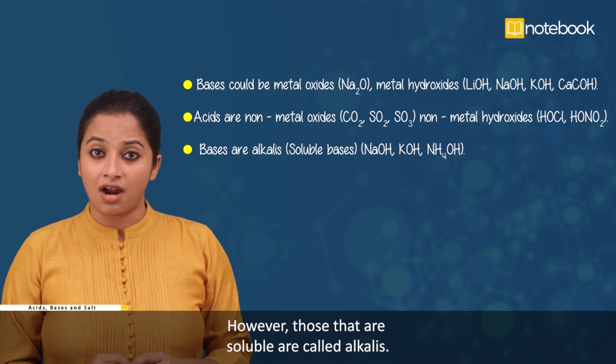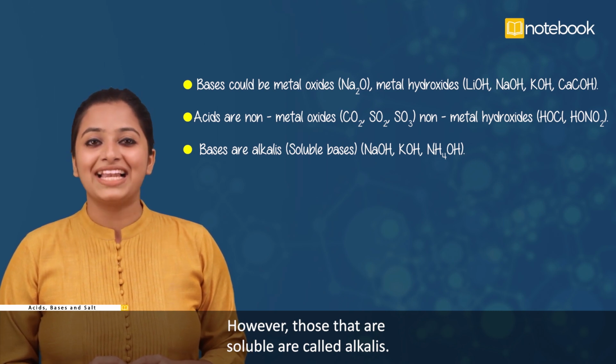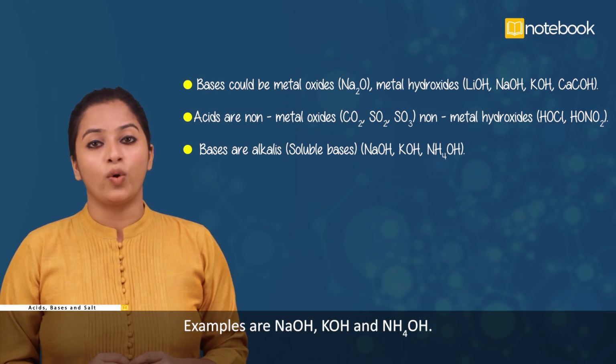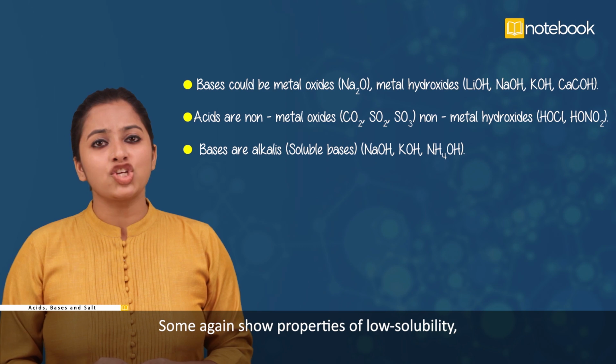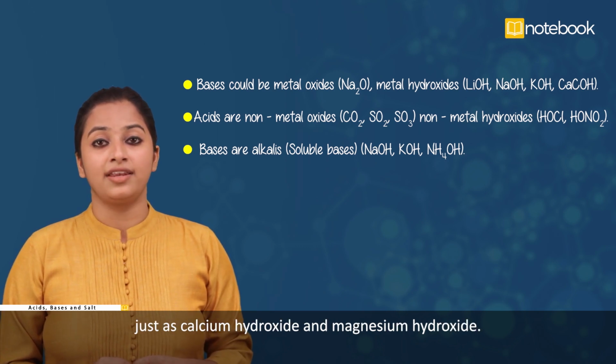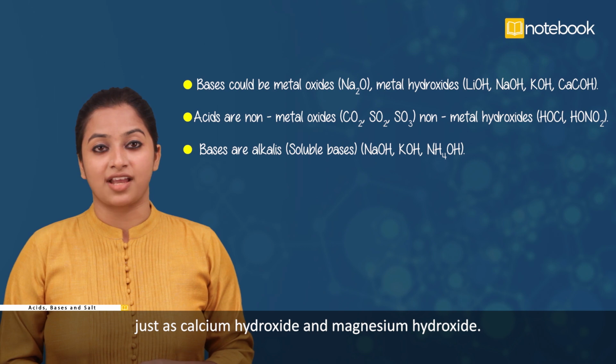However, those that are soluble are called alkalis. Examples are NaOH, KOH, and NH4OH. Some again show properties of low solubility, such as calcium hydroxide and magnesium hydroxide.